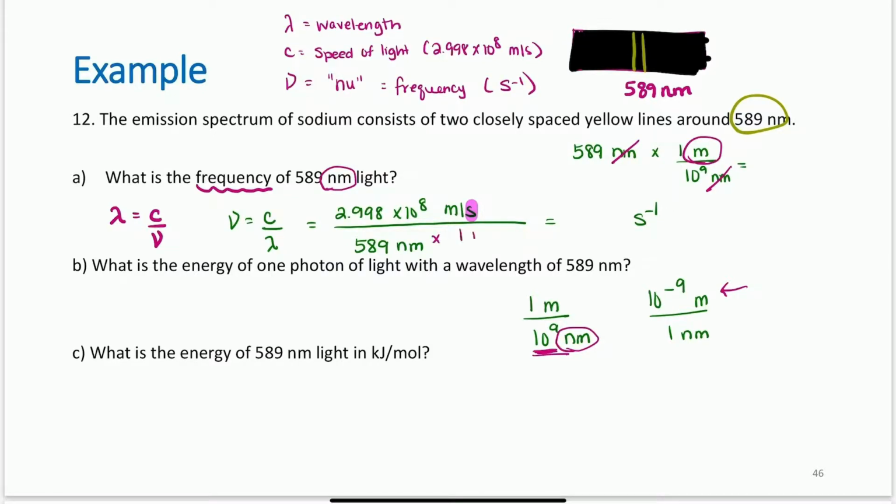So I'm going to plug this right into the equation here, though, instead of doing it separately. And when I do that, that cancels out my nanometers. That cancels out my meters, and I'm left with my seconds to the -1, which is my frequency, also known as hertz. Calculate this out, and I get 5.09 times 10 to the 14th seconds to the -1.